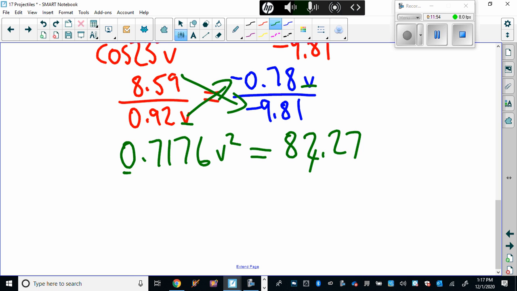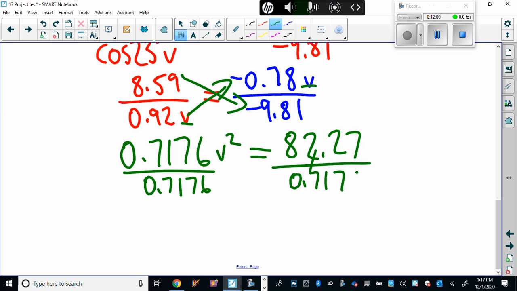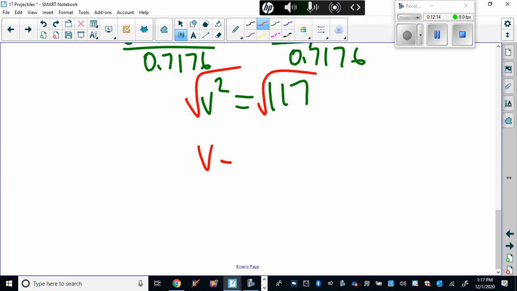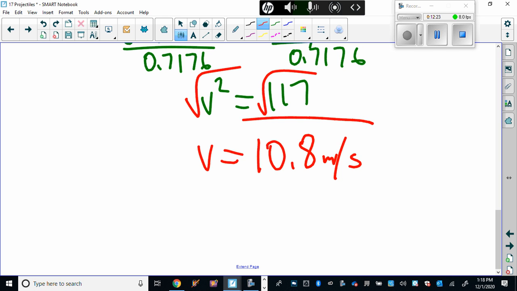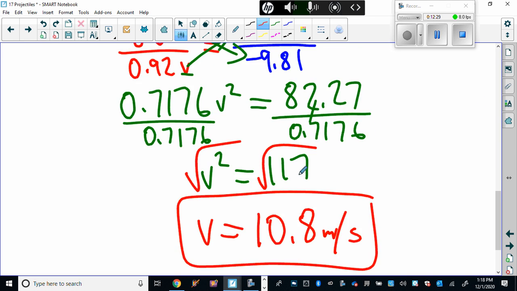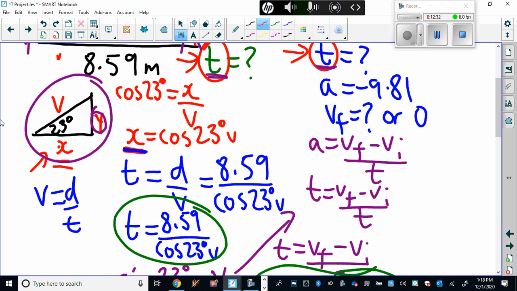84.27. Divide both sides by this little guy. That's going to give you v squared equals 84.27 divided by 0.7176, which is 117, and then square root both sides, and the answer is 10.8. And that's it. That's what we were doing the whole time. We were just solving for v, and we've got the answer right there. There it is, v, right here.